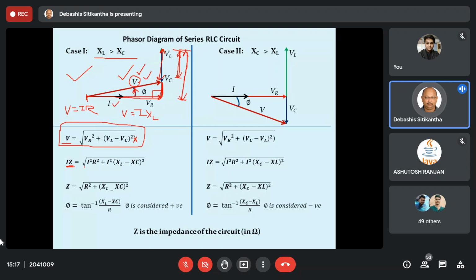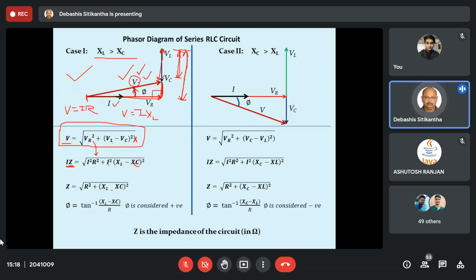Now this is equal to, in place of VR let us write IR. Since it is VR square, it is I square R square. In place of VL, I will write I XL minus I XC. XC should have been a subscript over here. If I square this as a whole, I will take this I square outside, and what I am left with is XL minus XC whole square.